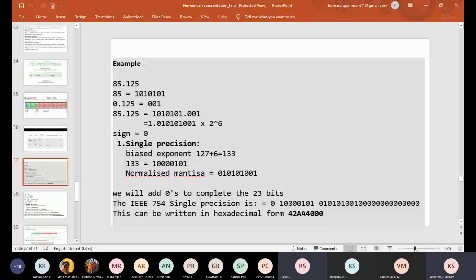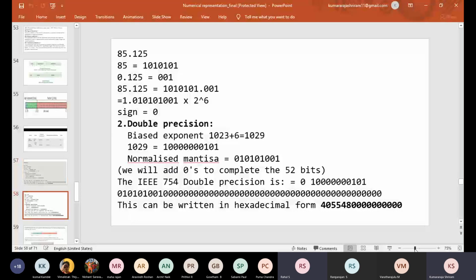The rest you can complete to 23 bits by padding with 0s, to make the combination of all. What is single precision? Sign, exponent, and the fraction part. So the sign is 0. The exponent part we have calculated, that is 133 in binary form, and the rest is the fractional part. And Gautam has told us how to convert to hexadecimal form. You can try to convert that single precision into hexadecimal form. That will give 442AA4000. Next slide.